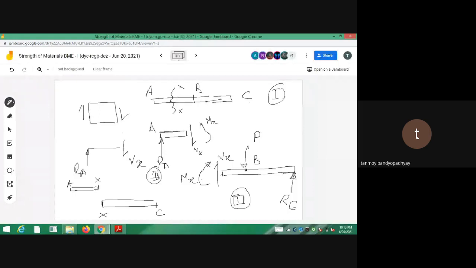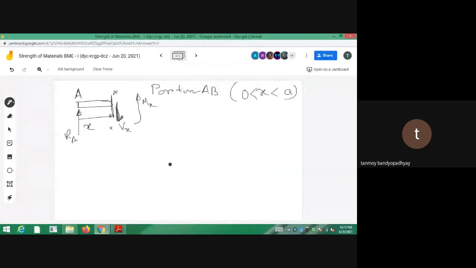So there will be some problems where for the right side we will be taking sections from the right side, but in that case you have to remember that Vx and Mx will also always change their signs. That kind of problem will also be part of our discussion. So the thing that I was discussing was this one.